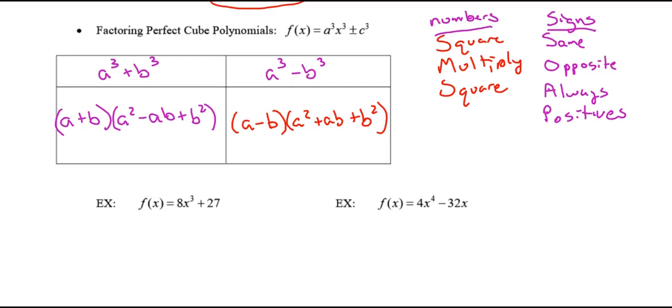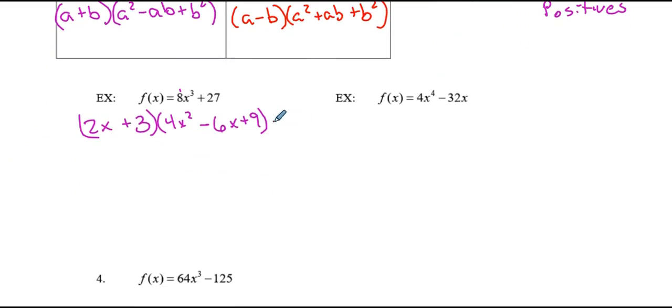Alright, so let's take a look at an actual problem. The cube root of 8 is 2, the cube root of x cubed is x, so it'll be plus 3. And now 2x times 2x is 4x squared. 2x times 3 is 6x, but it should be the opposite. And then 3 times 3 gives me positive 9. Okay, so that's factored. Now I'm going to set this equal to 0, and then I'm going to solve.